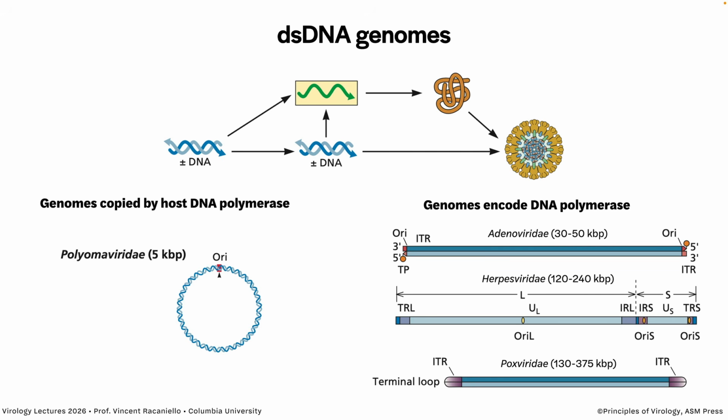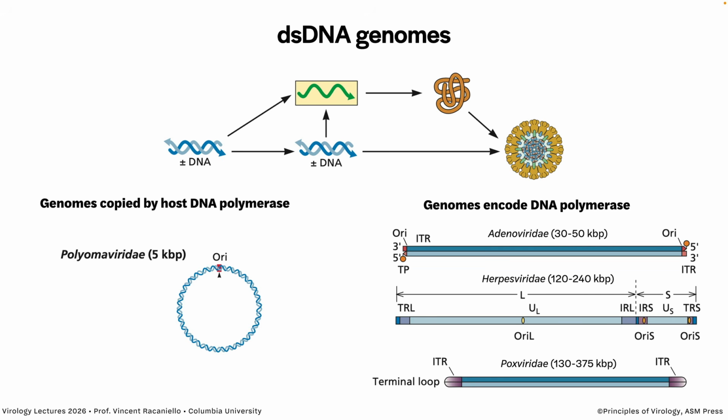And we divide these into two classes. On the left, genomes that are copied by host DNA polymerase. So our cells, as you know, surely, have DNA polymerases to replicate our genome and RNA polymerases to make the various RNAs that we have, tRNAs, ribosomal, et cetera. These viruses are too small. The genome is too small to encode a DNA polymerase. So it utilizes the DNA polymerase of the host cell. An example is a polyomavirus with a 5,000 base pair circular double-stranded DNA. We'll talk about those a lot.